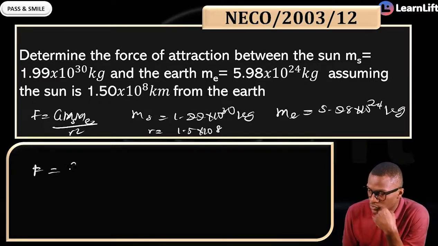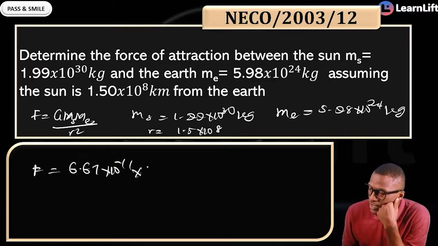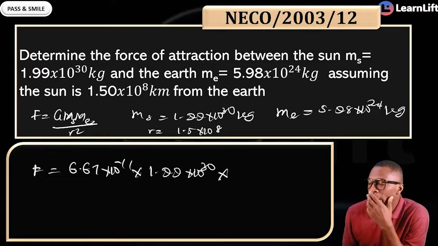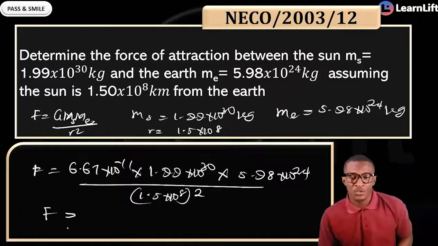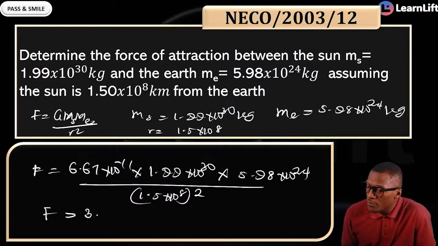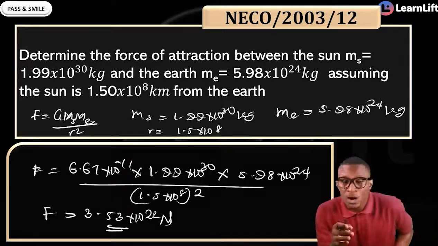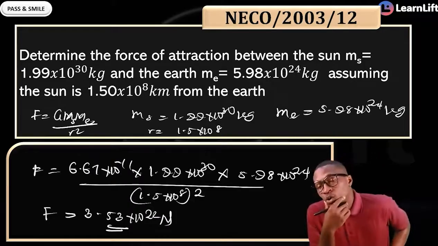So the force will now be equal to 6.67, hope you know G is a constant, times 10 raised to power minus 11 times 1.99 times 10 raised to power 30 times 5.98 times 10 raised to power 24, all over 1.5 times 10 raised to power 8 squared. So the force will now be equal to, press your calculator. That will be equal to 3.53 times 10 raised to power 22 newtons. I hope you understand that. Please always press your calculator to be sure of your answer.